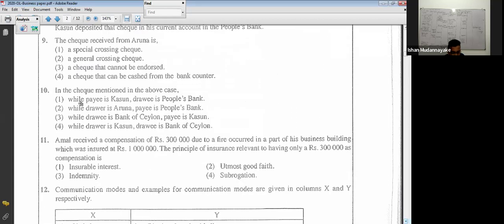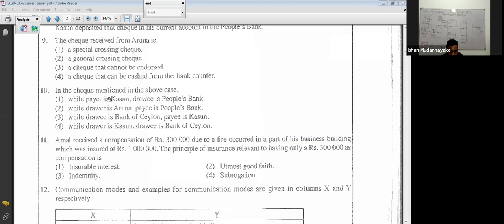Right. Question number 10. In the check mentioned in the above case, what is the answer for the question number 10? Yes, third one is answer.